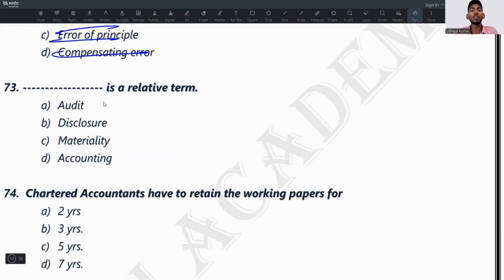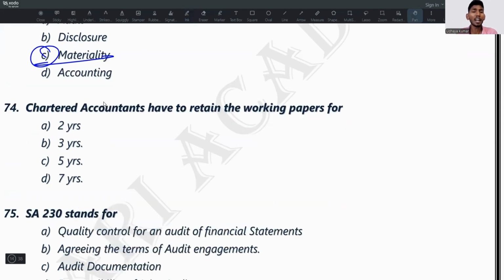So, moving to question number 73: dash is a relative term. Obviously, materiality. We have already discussed that. Moving to question number 74: chartered accountants have to retain the working papers, which are nothing but audit documentation as per the standard on quality control 1, for 7 years.